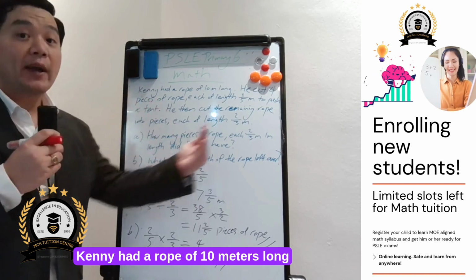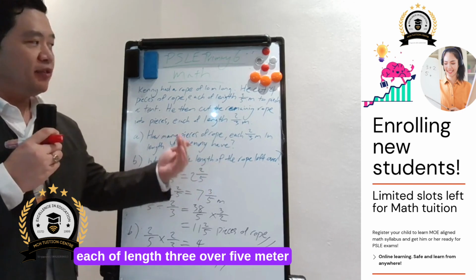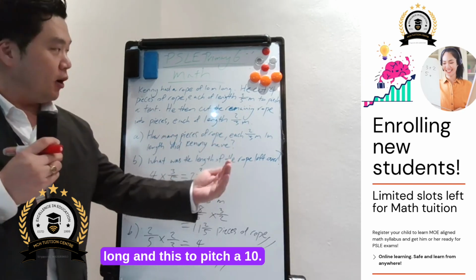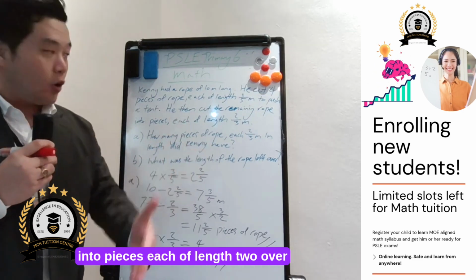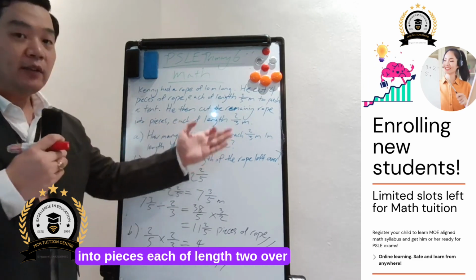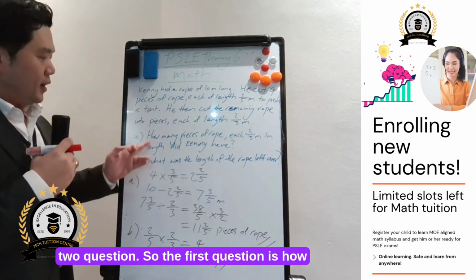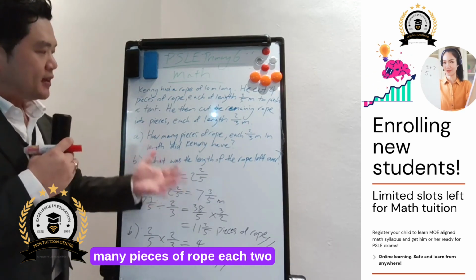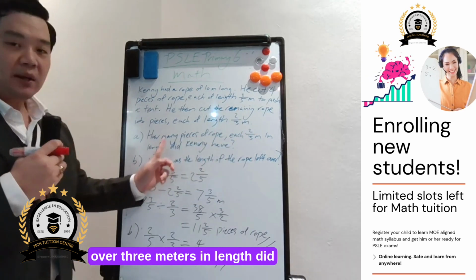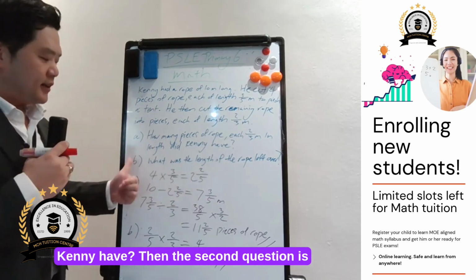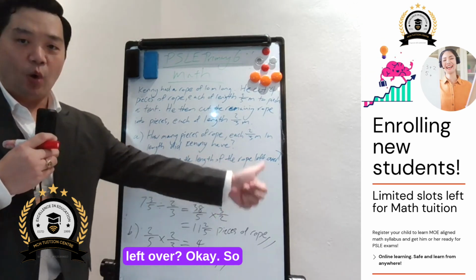Kenny had a rope of 10 meters long and he cut 4 pieces of rope, each of length 3/5 meter long, to pitch a tent. He then cut the remaining rope into pieces, each of length 2/3 meters. So that is split into two questions. The first question is, how many pieces of rope, each 2/3 meters in length, did Kenny have? Then the second question is, what was the length of the rope left over?